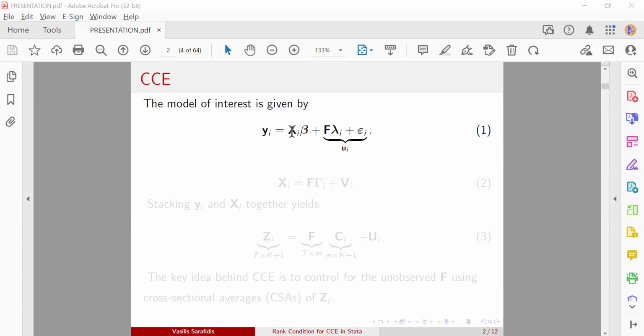Now, if X is strictly exogenous with respect to the composite error u, then one can estimate beta consistently using standard least squares or pooled least squares. A more relevant setup from the empirical point of view is to allow X to be correlated with a common factor component, in which case neither pooled least squares nor the within or fixed effects estimators are going to be consistent anymore. The reason for the latter is that the fixed or the within transformation does not eliminate the factor component from the error.